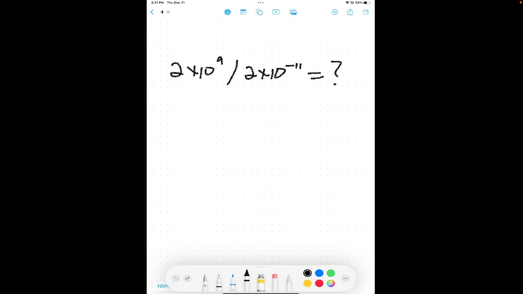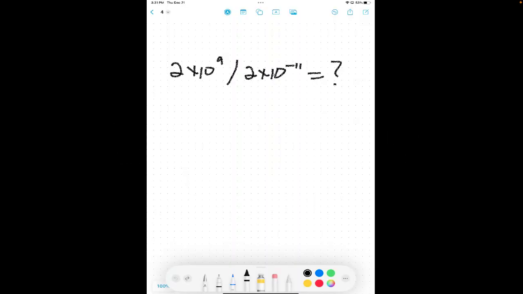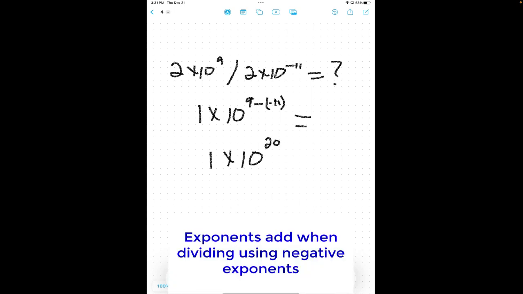So this time we'll be doing something similar, but instead of multiplying the numbers together, we'll be dividing with a negative exponent. So 2 divided by 2 is 1 times 10 to the 9 minus a minus 11, leaving us with 1 times 10 to the 20, because subtracting a negative number is the same as adding.